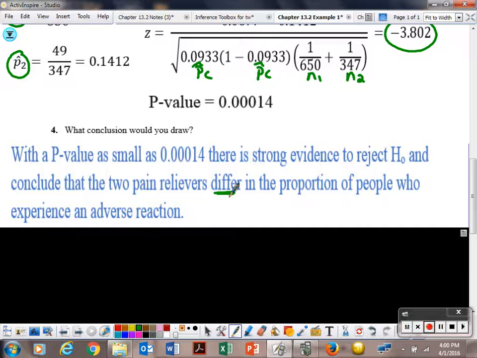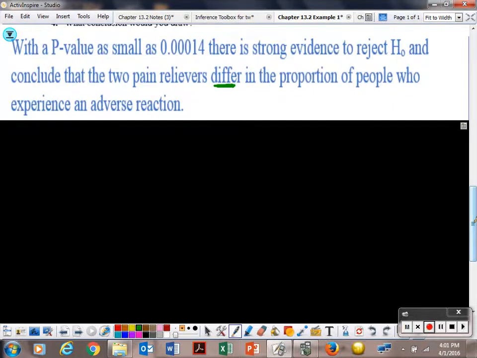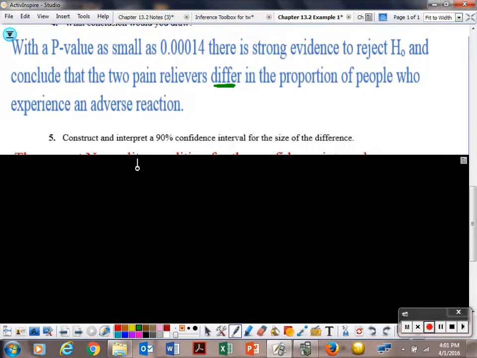Now, we can only say differ because that's what our alternative was. We don't know if it was worse or if it was better. Now, when we do number 5, when we do the confidence interval, we will actually be able to see something more concrete about whether it was a good thing or a bad thing. All right, so let's go ahead and do this confidence interval. We're going to construct and interpret a 90% confidence interval for the size of the differences.